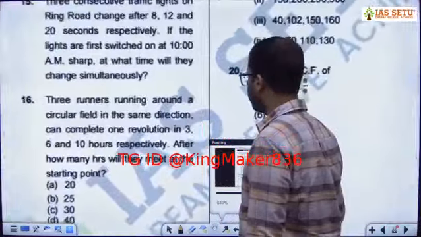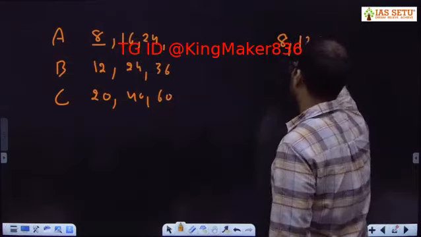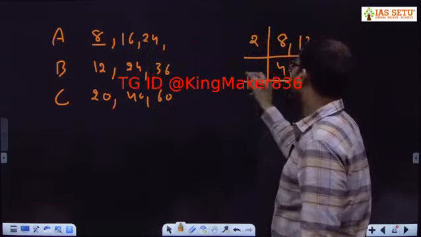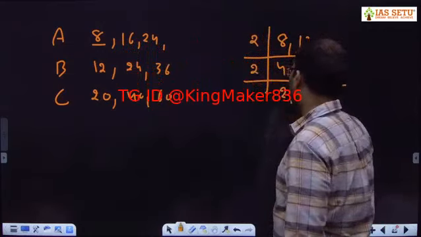So what is the LCM of 8, 12, 20? We take 2 common: 4, 6, 10. Again we take 2 common: 2, 3, 5. 2 common: 1, 3, 5. 3 common: 1, 1, 5. 5 common. So this is 2 into 2, 4, 8, 24 into 5, 120. So every 120 seconds all these 3 lights change simultaneously. We convert this into minutes: 120 divided by 60, 2 minutes.